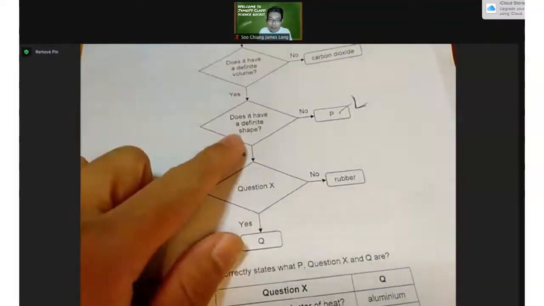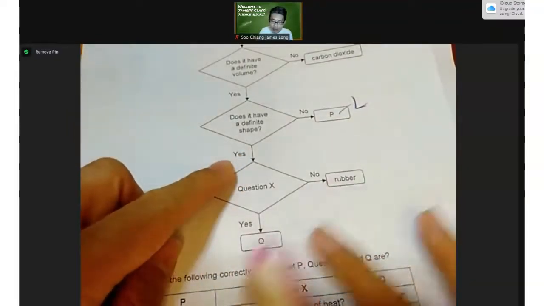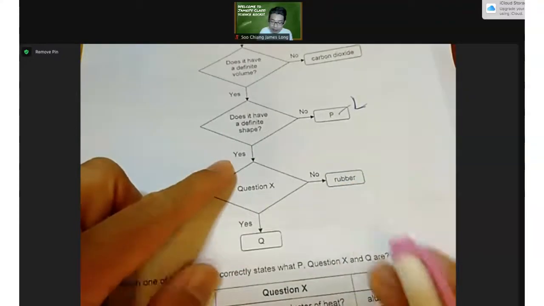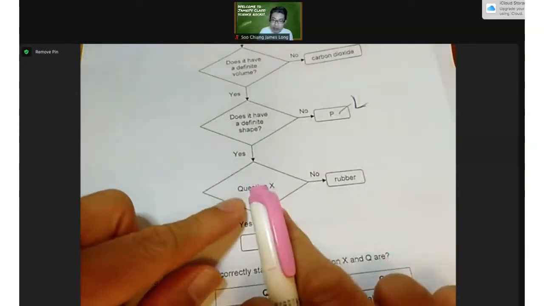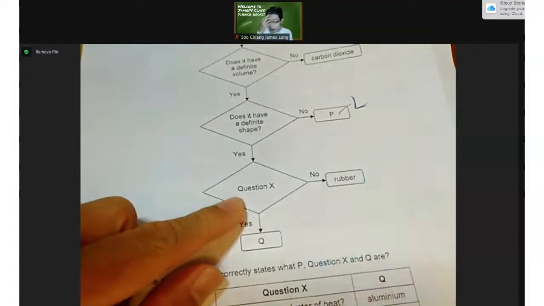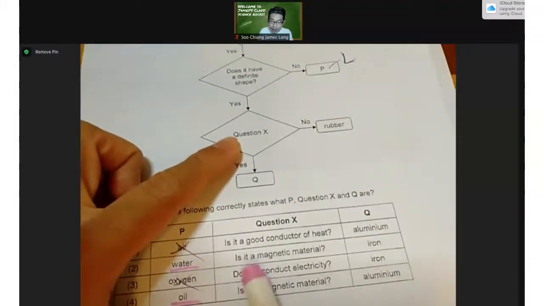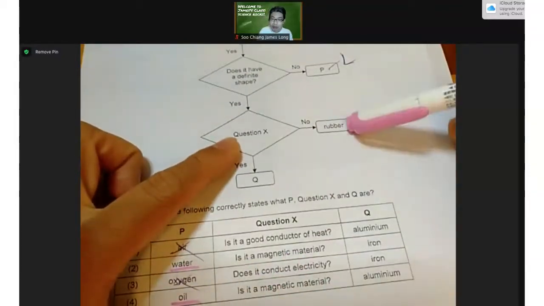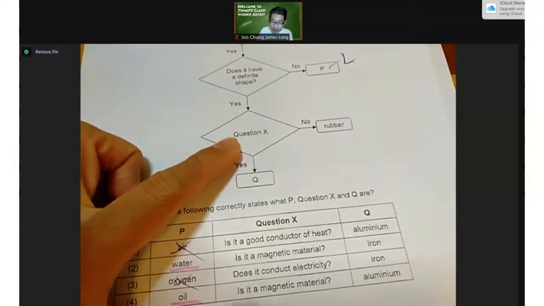Next one. So does it have a definite shape? Yes. So all these things must be solids now. Must be solids. And it says this question and the answer is no for rubber. So what is it? Is it a magnetic material? No. That's true. Is it a magnetic material?